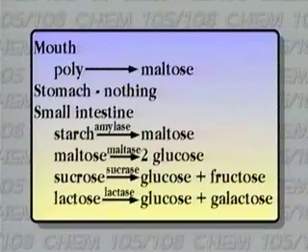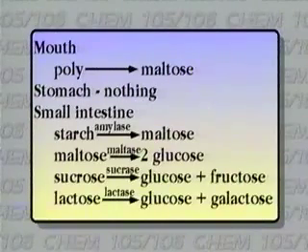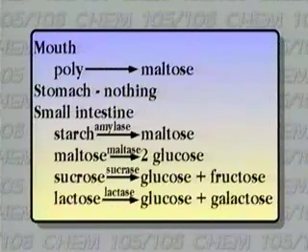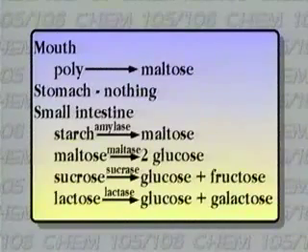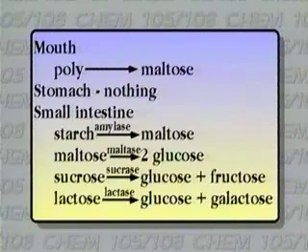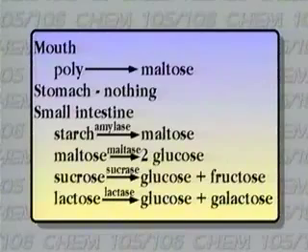Now, as soon as the glucose is formed, then it is ready to be absorbed into the bloodstream through the walls of the intestine, which are very rich in blood vessels. So at this point, the glucose can move into the bloodstream, begin being circulated to the body.